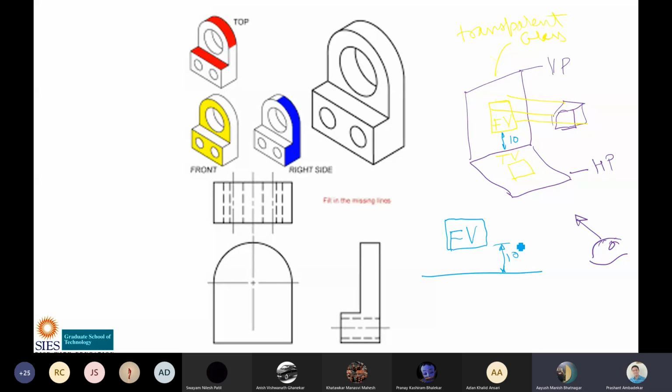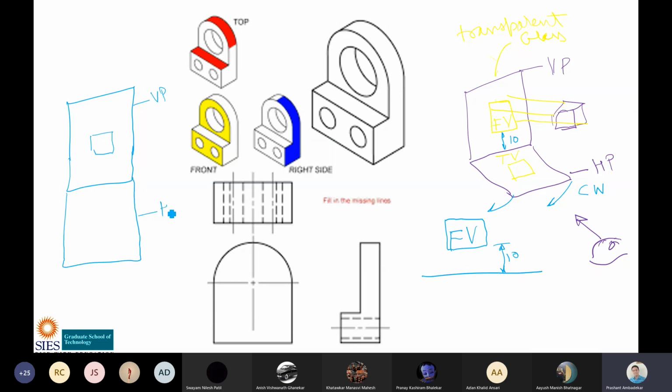Okay, students. Now I have to draw the top view. For drawing the top view, what will I do? I will rotate this plane in clockwise direction. So when I rotate the plane in clockwise direction, what will happen? This is which plane? Vertical plane, and I have this view here. Now this plane, when it is rotated, will also become vertical. This is which plane? Horizontal plane. And this is which view? This is top view. This is front view.